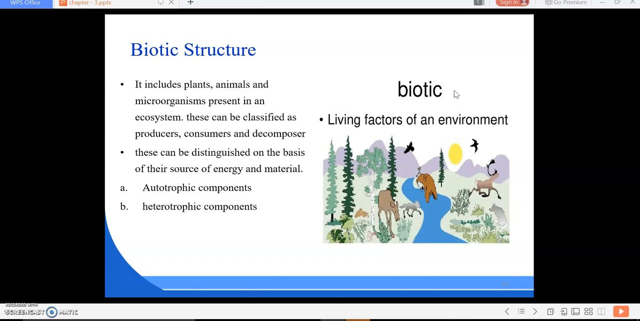Living organisms exchange, expel, convert, assemble, disassemble, organize, and otherwise manipulate the constituents of earth, air, and water. Biotic structure includes plants, animals, and microorganisms present in an ecosystem. So we have identified that producers, decomposers, and consumers are the basic components of the biotic ecosystem. These can be distinguished on the basis of their source of energy and material. Again, our biotic structure is divided into two: first, autotrophic components, and second, heterotrophic components.